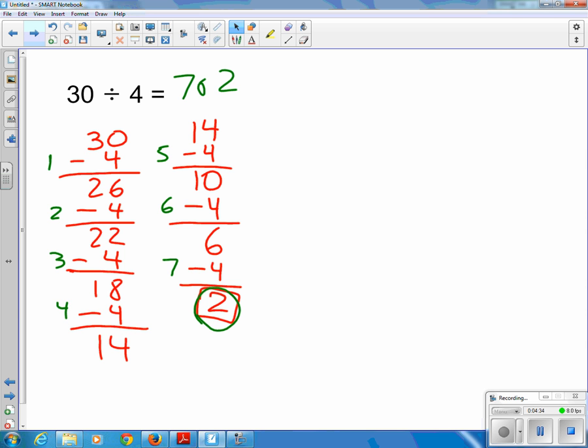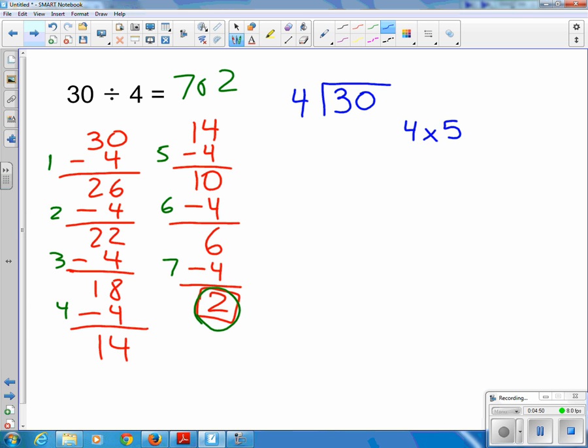There is kind of a shorter way to do it, and we saw that 30 divided by 4. If we get multiples of 4, for example, let's do 4 times 5, and 4 times 5 is 20, so I'm going to put the 20 right here. And then I subtract this. 30 minus 20 is 10. 0, 3 minus 2 is 1.